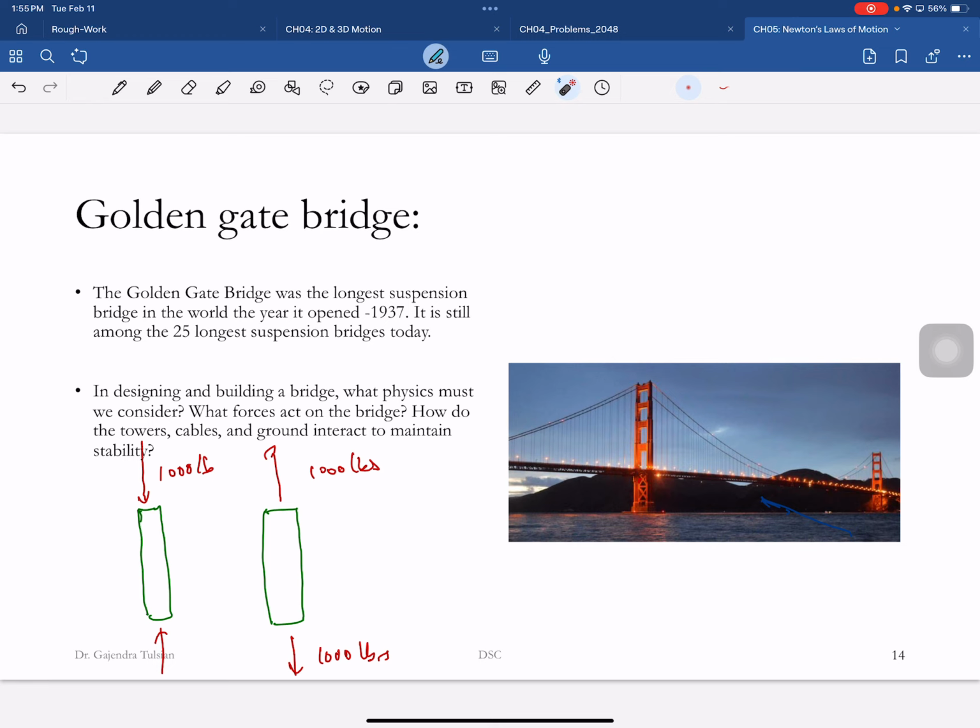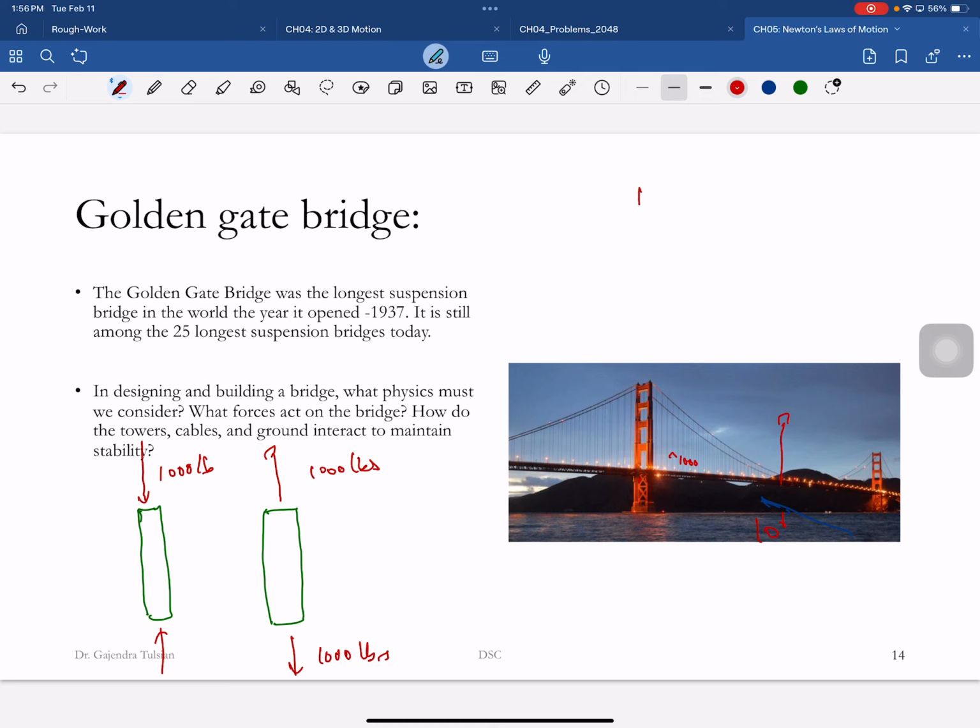So let's say you've got to lift this bridge up, and let's say this is 1,000,000 pounds. So you want to apply an upward force of 1,000,000 pounds. Let's say you put in 1,000 of these cables. Each cable is supplying 1,000 pounds. So each cable is under a tension of 1,000 pounds.